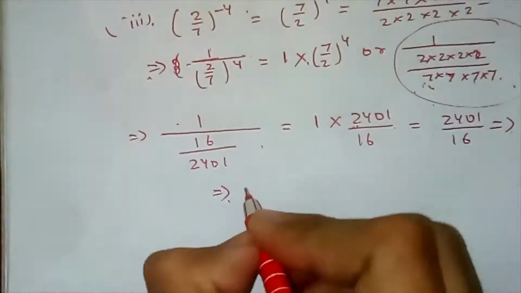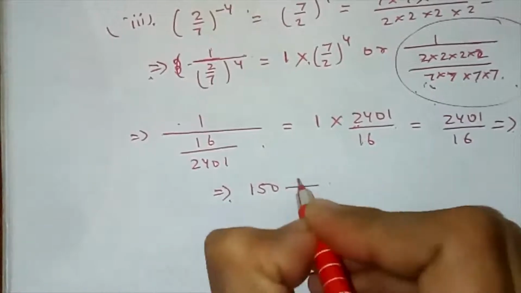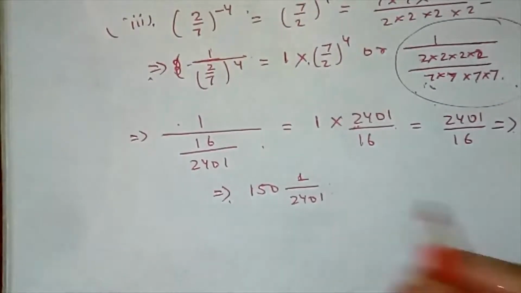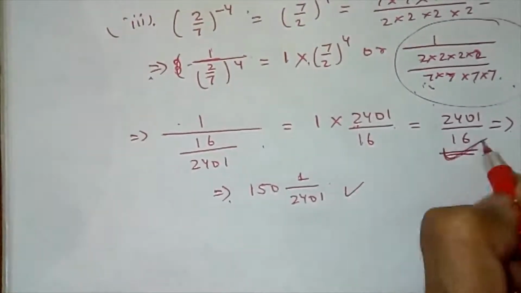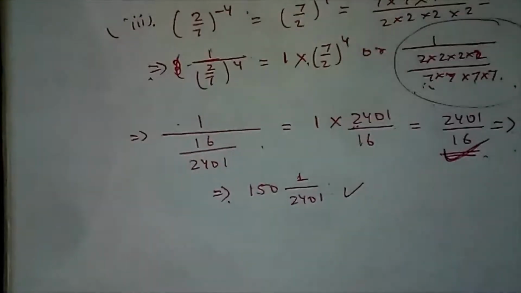Which we can further write as a mixed number. Further dividing it we get 150 whole number and 1 upon 16. So it's the correct answer, or you can finish it like this, it's also correct. Okay, let's quickly move to the next question.